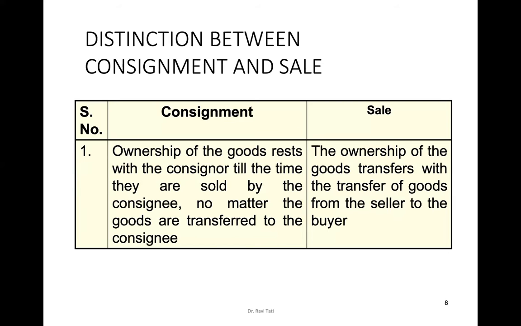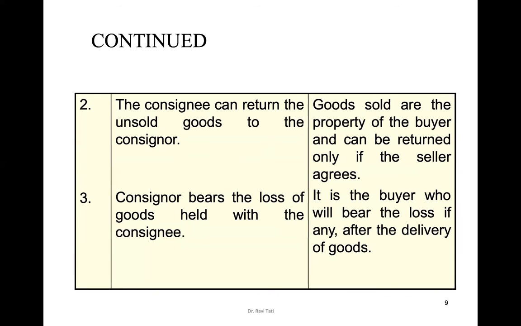What is the difference between consignment and sale? Let's make the distinguishing points. Number one, in a consignment, the ownership of goods is with the consignor, but in a sale, the ownership is transferred to the one who receives the goods. Number two, in a consignment, the consignee can return the unsold goods, but in case of sale, goods once sold will not be taken back.